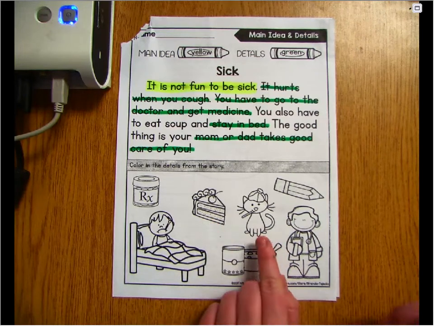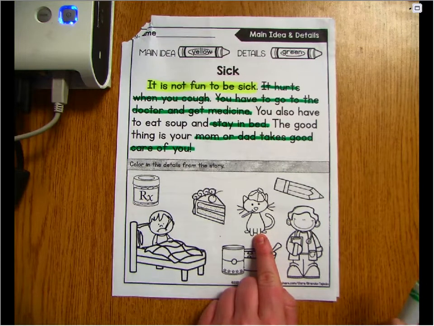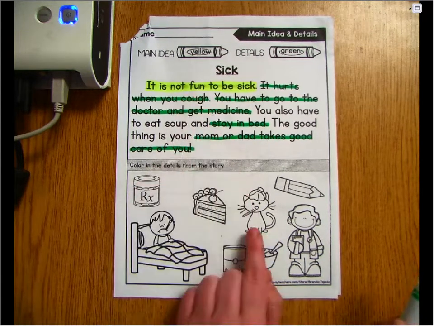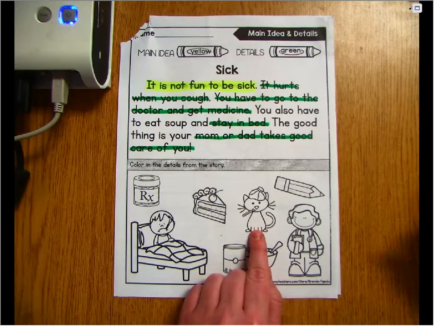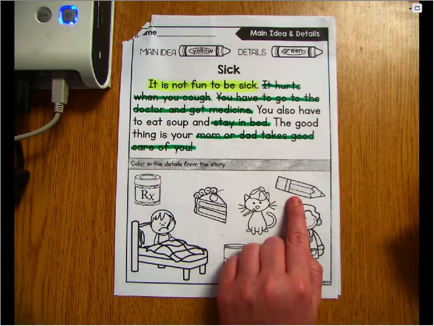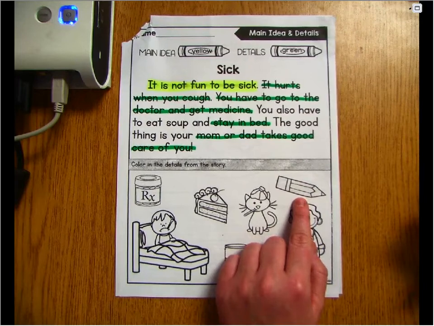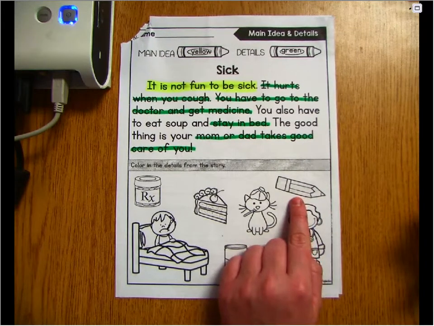This next one is a picture of a cat that is sick with a thermometer in its mouth. Is that something that supports that it is not fun to be sick? If you think so, color it in. If not, you can X it out. The next picture is of a pencil. Would we color in this pencil because it's a detail from our story, or would we X that out?